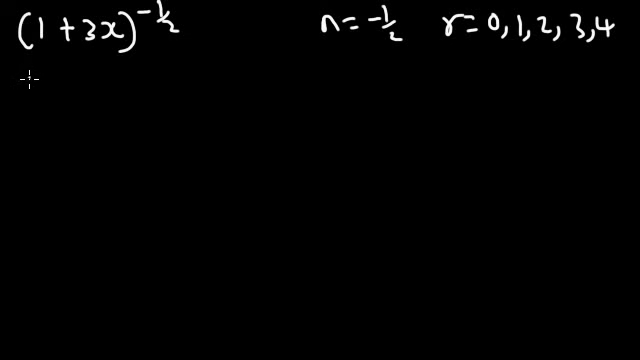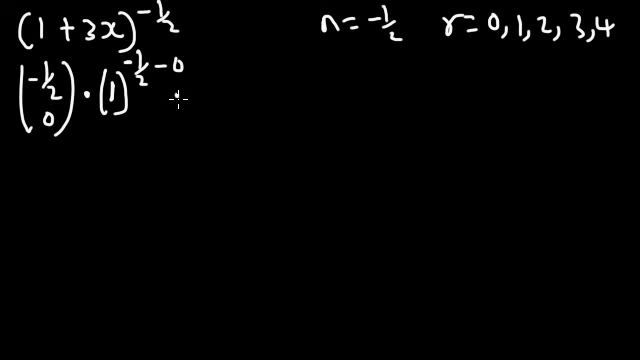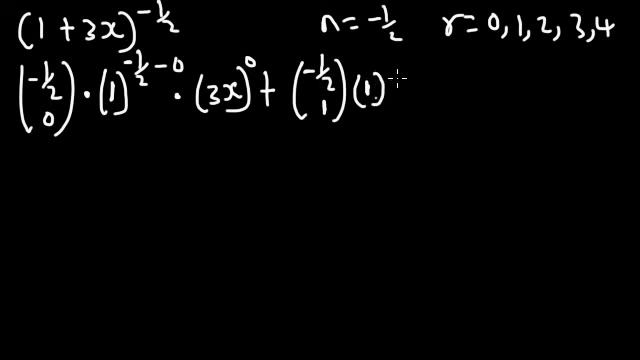So now let's begin. The first term will be negative 1 over 2 combined with 0 when r is 0. Then multiply by 1 raised to the power of n minus r. n is minus half, r is 0. Again, multiply by 3x to the power of r. Here r is 0. That's the first term. Second term, when r is 1, we have negative 1 over 2 combined with 1 multiplied by 1 raised to the power negative 1 over 2 minus 1. Then again, multiply by 3x to the power of 1, since r is 1 this time around.